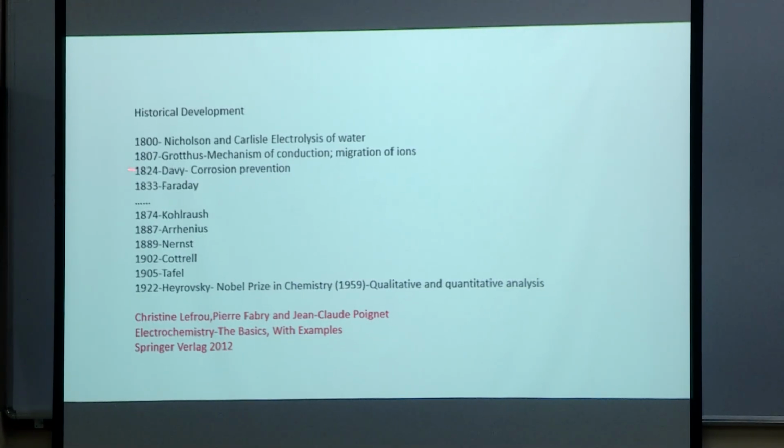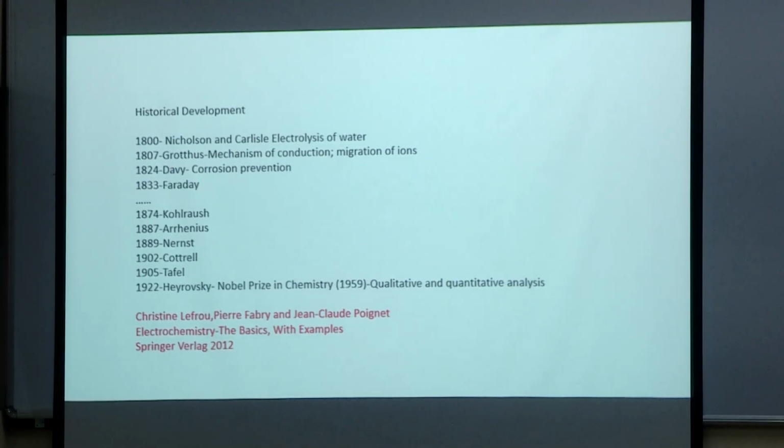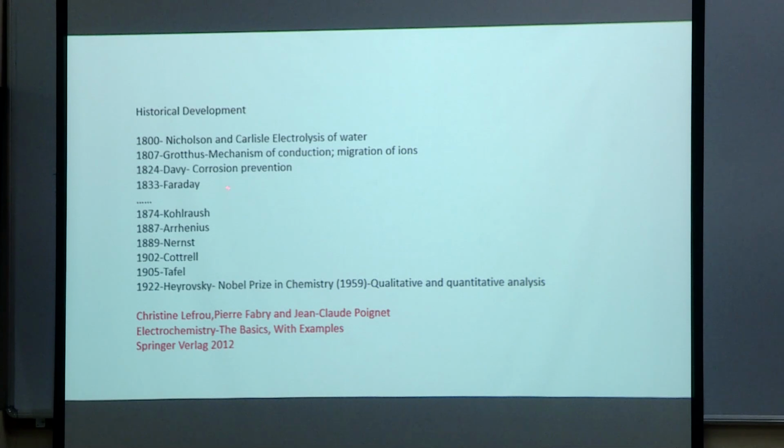Then in 1824, Davy did corrosion prevention studies. Then everything we study is due to Michael Faraday: Faraday's laws of electrolysis and the Faraday constant, all in 1833. Then in 1874, Kohlrausch's law came, on ionic migration. That means cationic conductivity plus anionic conductivity gives the total conductivity of the electrolyte. If you sum the ionic conductivities of cations and anions separately, you get the total electrolytic conductivity. At that time it was a big thing.